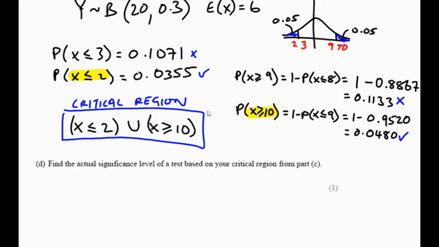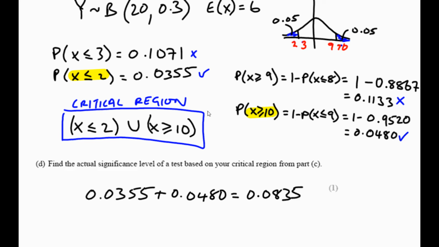Next I'm asked to find the actual significance level of the test, and I'm really just going to add the probabilities of the critical region. So what was the probability that x was less than or equal to 2? It was 0.0355. What was the probability that x was greater than or equal to 10? 0.0480. Adding those together, 0.0835. But significance levels usually come as actual percentages. So what is this as a percentage? 8.35% is the significance level.